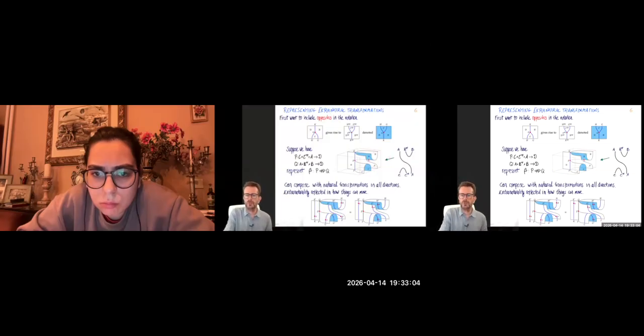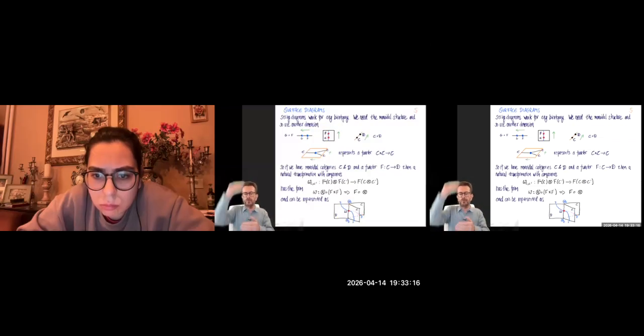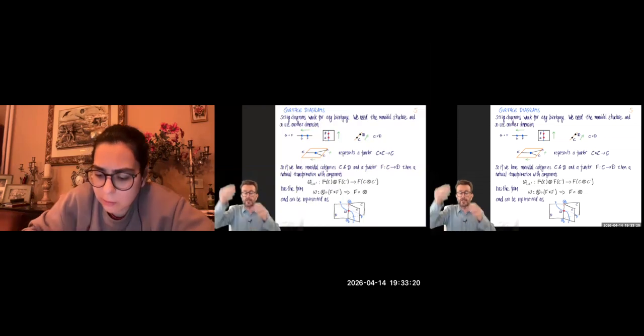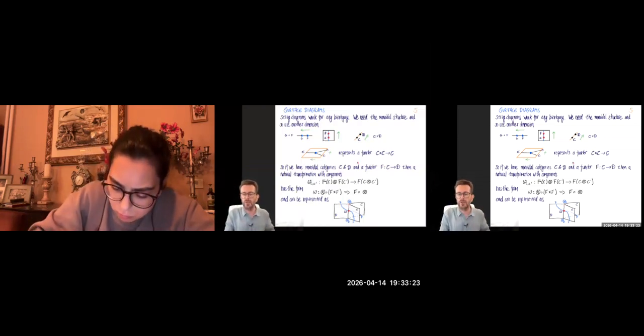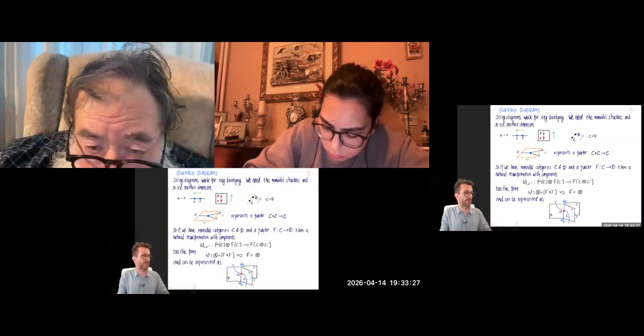Now, I'll just go back to our surface diagram. I didn't make the point here, but we can compose these in all three directions. If we have such surface diagrams, we can compose them on top in the extranatural transformation, in the natural transformation direction. We can tensor them together into the page, or we can compose them in the functor direction.